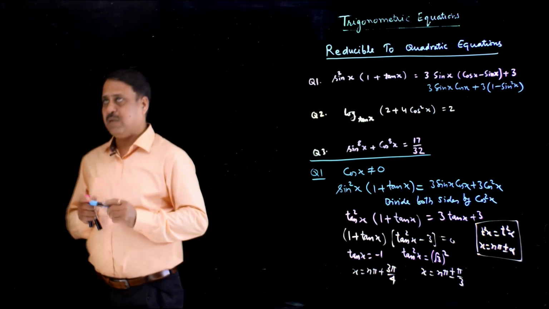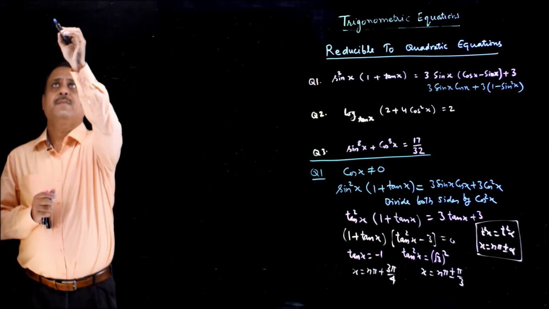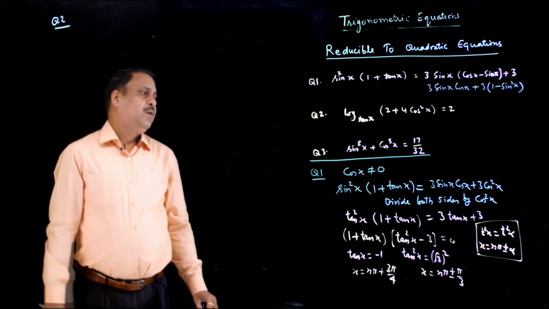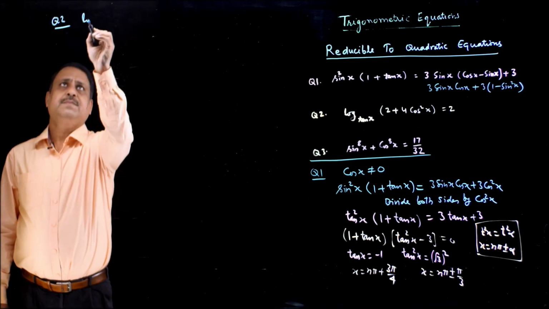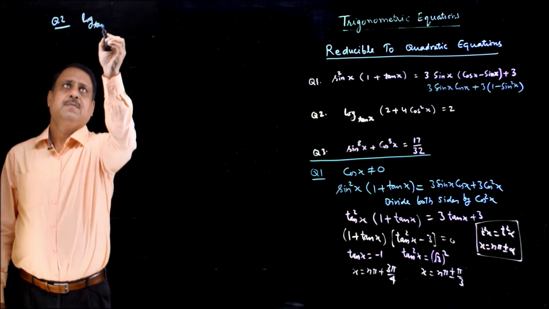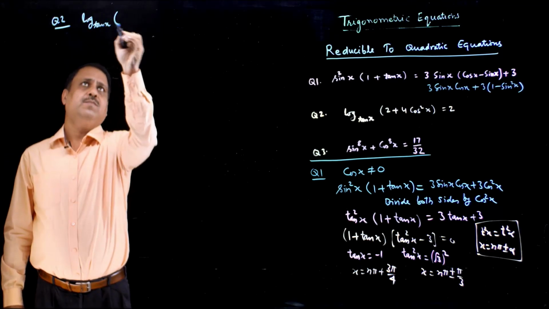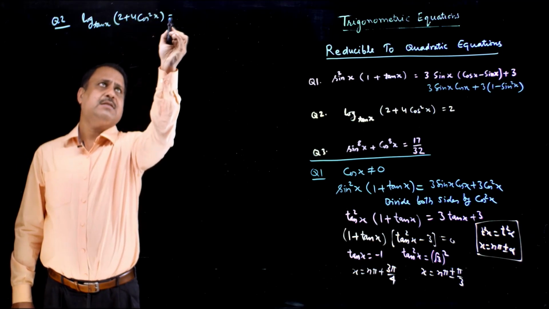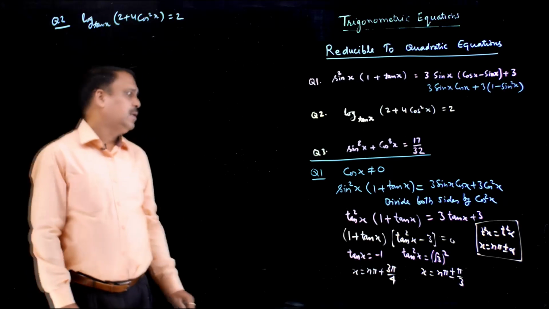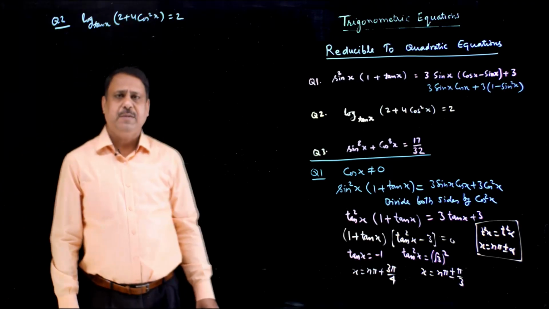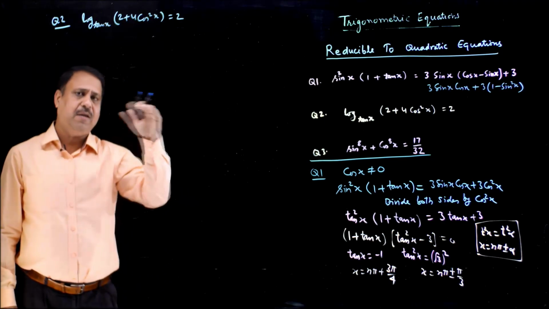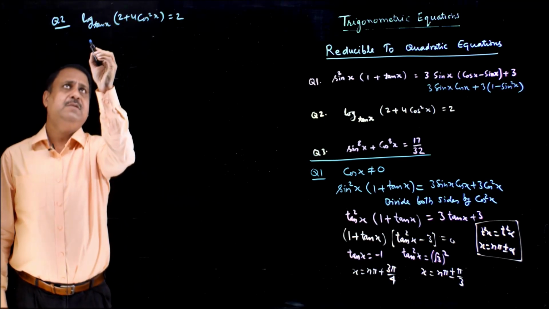Now let us come to question number 2. Log of tan x into 2 plus 4 cos square x is equal to 2. So again here tan x cannot be 0, tan x cannot be negative, tan x cannot be 1. All those things we will see afterward. First we will find the solution, then we will see the domain.